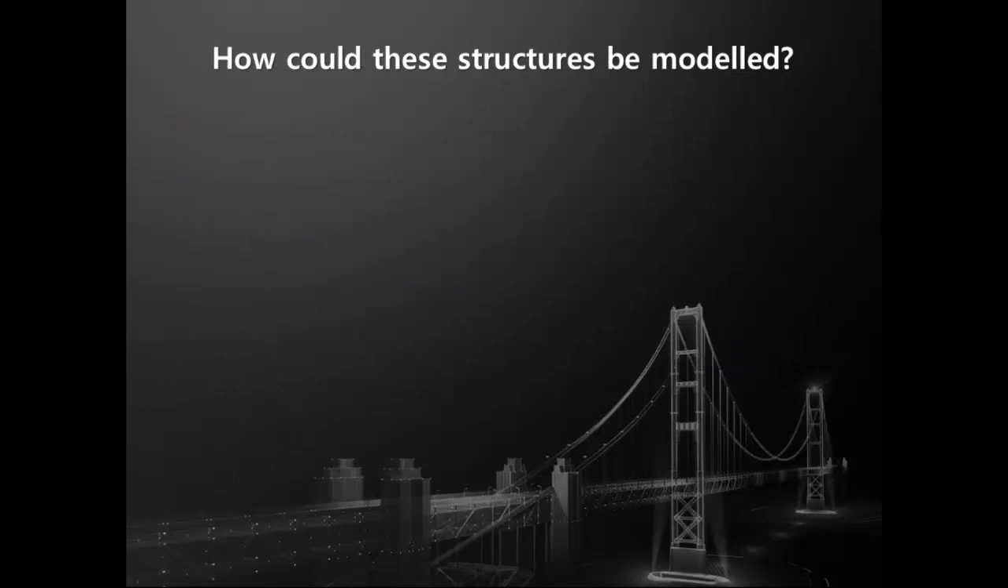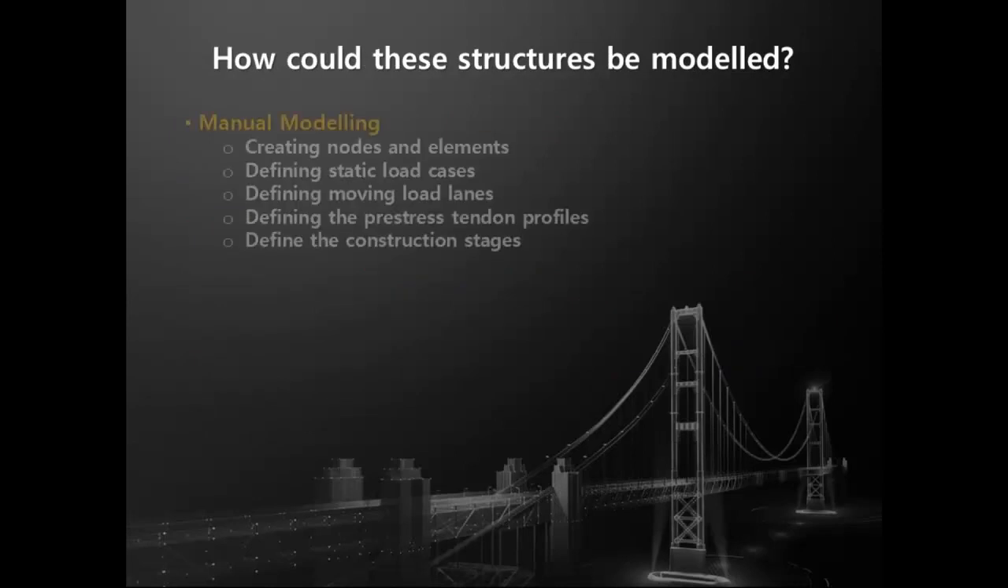So, basically how could this be modeled? So one is our basic method, the manual modeling: create nodes and elements, define the static load cases, moving load lanes, pre-stressing tendon profiles if applicable, and define the construction stages. Okay, so this is a manual way of getting things done.